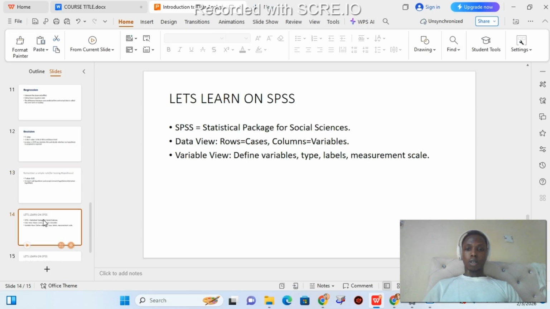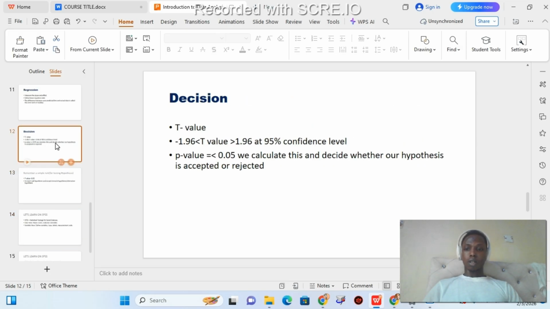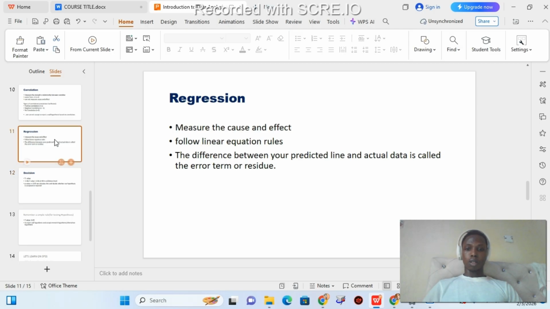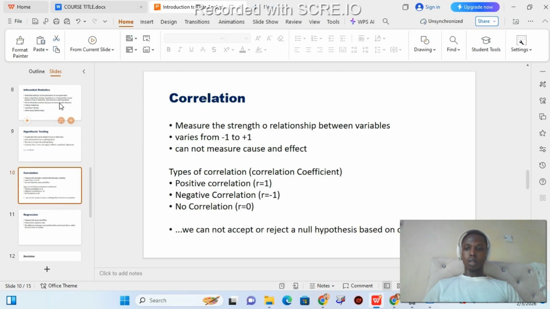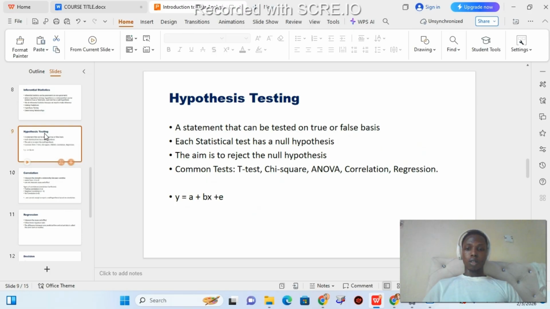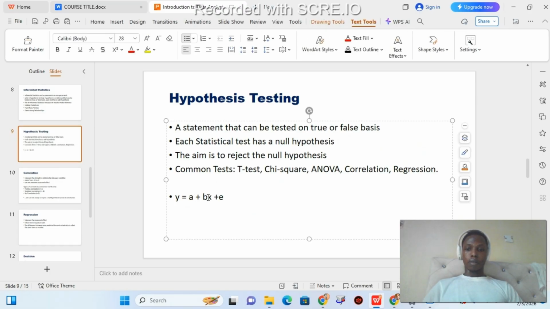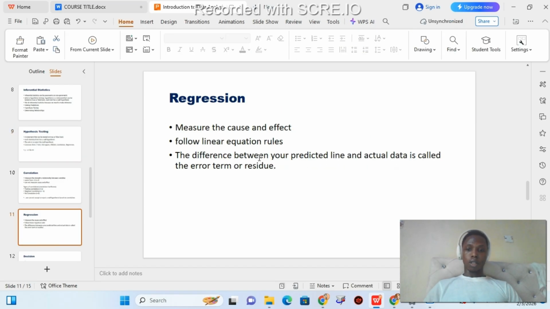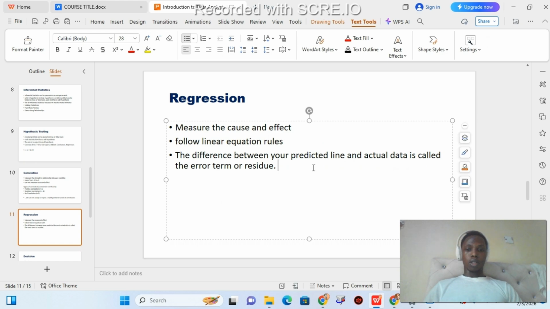I'm trying to see where it's represented in. Okay, this is it. I'm sure we've seen this before. It's a straight line of regression. It's a straight line equation. Let me try and use it to explain what regression is.